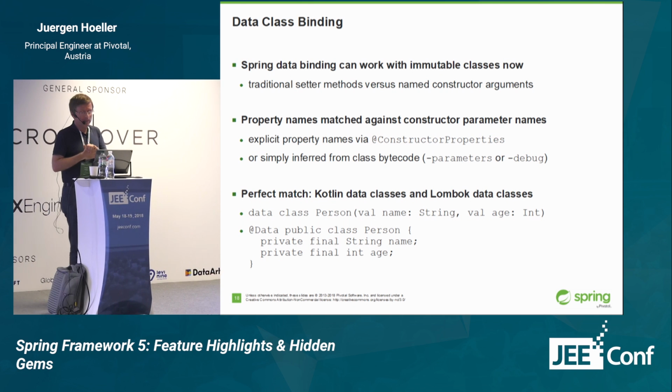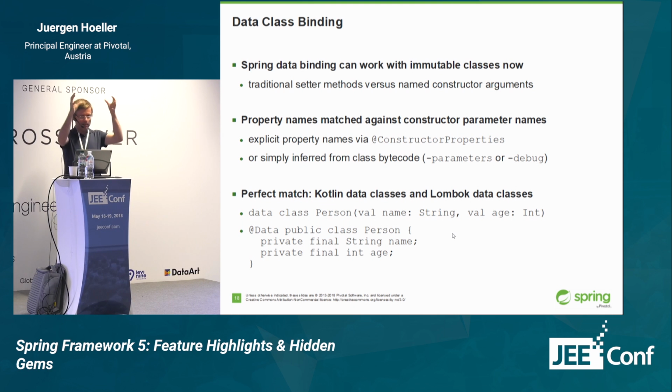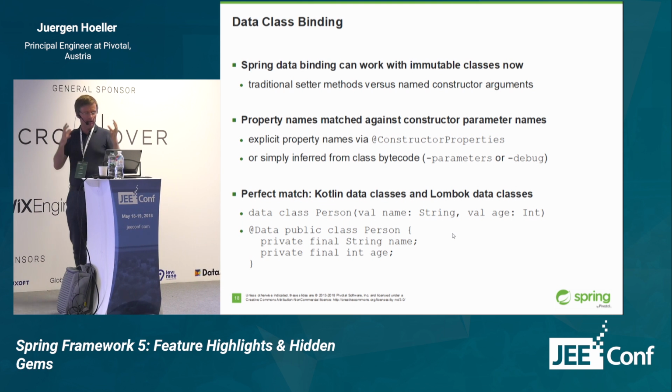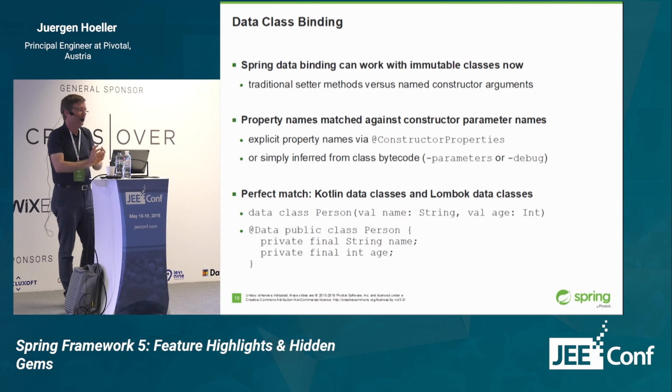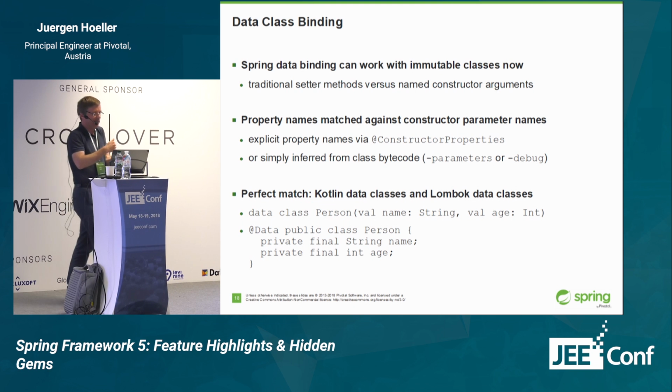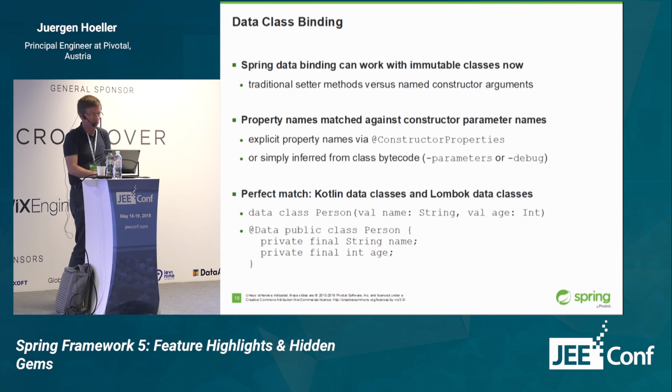We have support for data class binding now. What does that mean? In all brevity, again, Kotlin is the inspiration. If a Spring data binder, like in a Spring MVC method argument, is in charge of binding incoming parameter values onto a target class, it's now a bit smarter than before. Previously, we always expected setters. We believed that these are mutable objects, right? What if the object is actually immutable? What if the data class doesn't have setters? It only has a constructor with named arguments accepting the state of that data class.